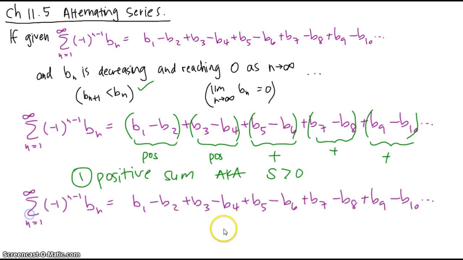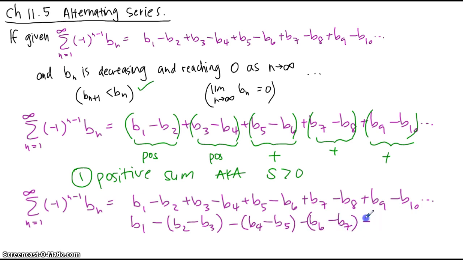What's kind of cool is that if I take this same series and I group them slightly differently, so instead of grouping the first two, then the second two, then the third two, I'm going to group the second and third one by factoring out the negative. So this is going to be negative b sub 3, right? So then if I distribute in the negative, I'll have minus b sub 2 plus b sub 3. And I'm going to keep doing that. Group the next two together, and then the next two together, etc., etc.